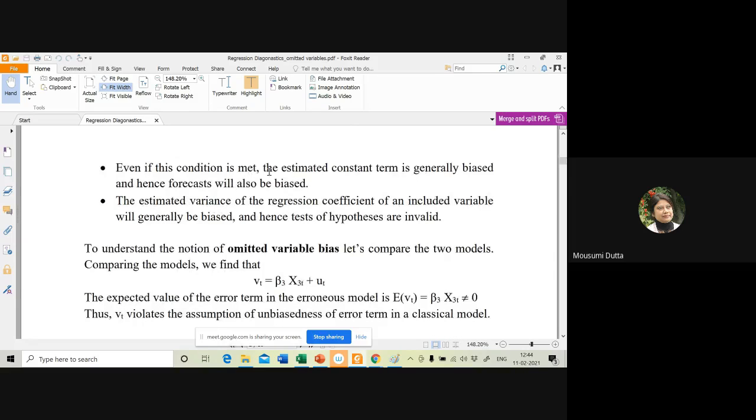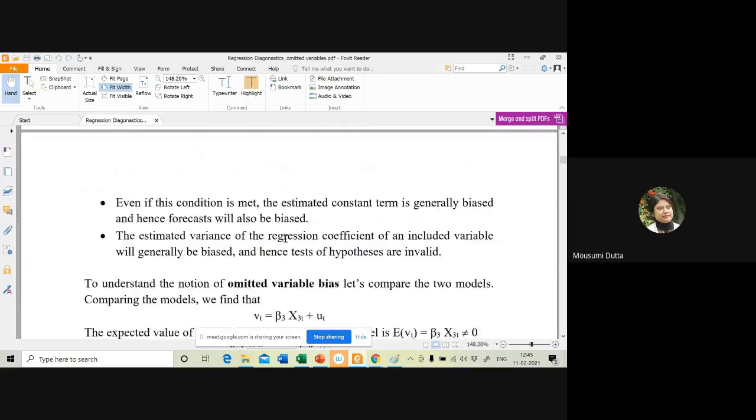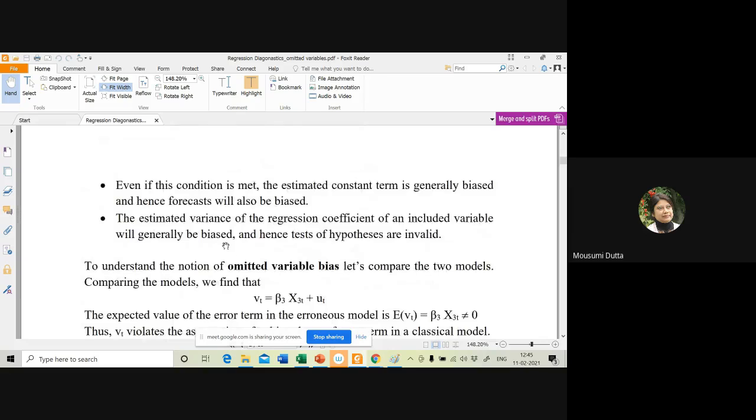Even if this condition is met, that is, there is no correlation at all among the x variables, the estimated constant term is generally biased and hence forecasts will also be biased. So if x2t and x3t are totally unrelated, in that case it is found that beta 2 will be unbiased. However, beta 1 will be biased, okay? The constant term will be biased. So this also we need to check.